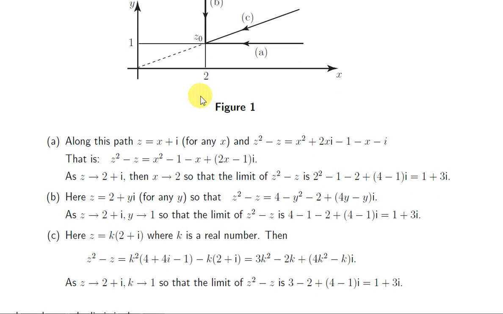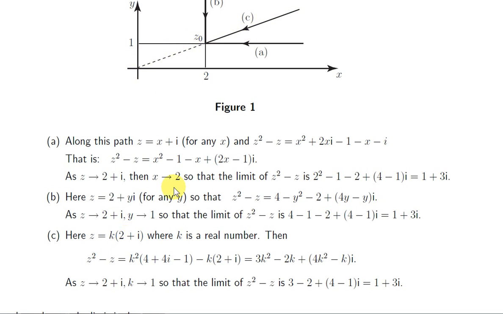As a final example, let's consider a path that's a straight line passing through z0 and the origin. Any complex number on this line can be got by taking a multiple of z0. We could also think of vectors. A vector with its tail at the origin and its head at any point on this line is a multiple of the vector with its tail at the origin and its head at z0. It's just a scalar multiple.